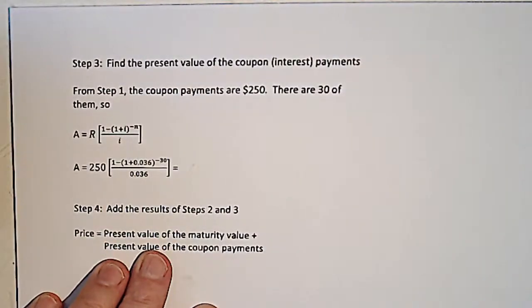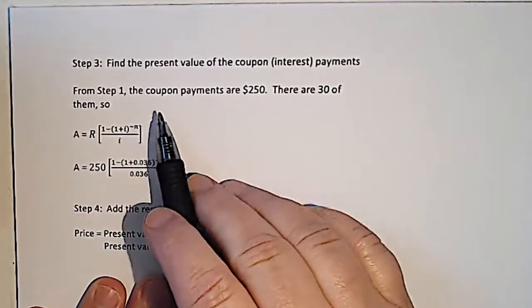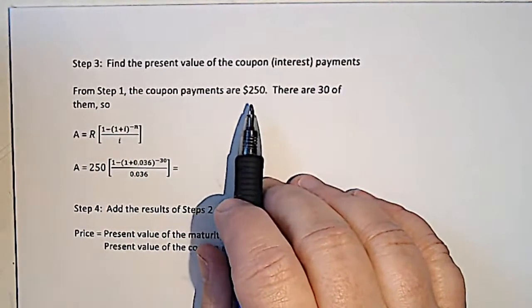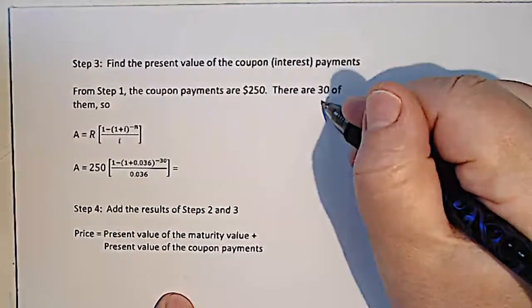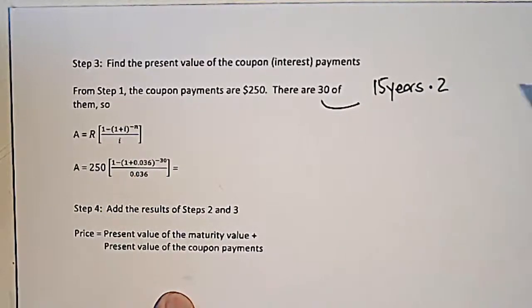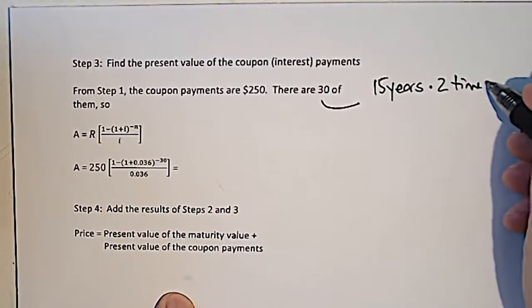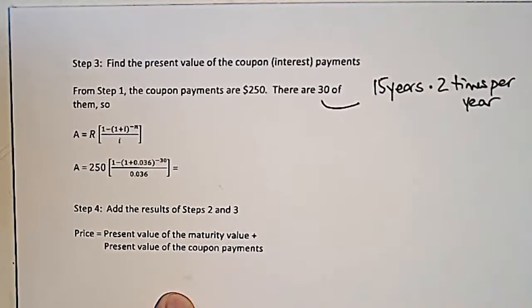So now we're moving on to figuring out the present value of the coupon payments, the interest payments. So we're going to be getting coupon payments of $250. There are going to be 30 of them. The reason for that is it's 15 years times twice a year, because these are semi-annual coupon payments.